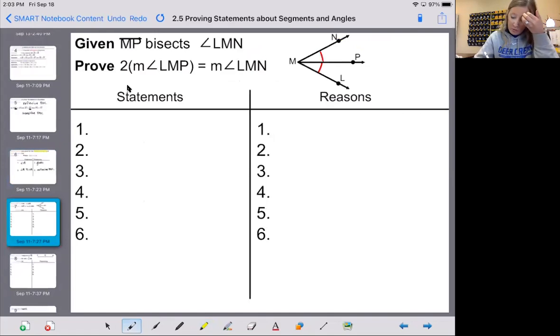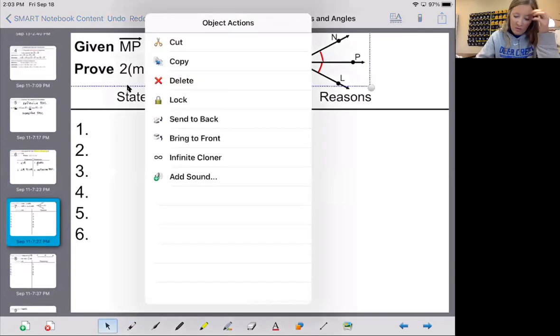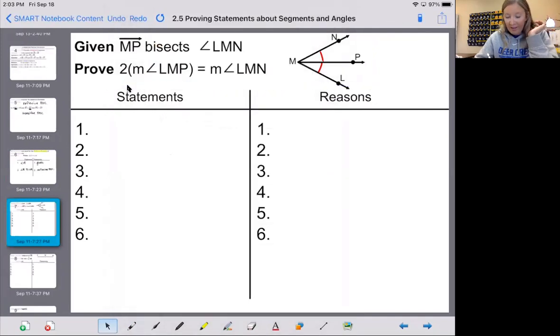Okay, let's get into two more proofs here. Now, I really want you guys to pay attention to these because these are going to be ones that you're going to see over and over again. Hint, hint, you might see them later on.